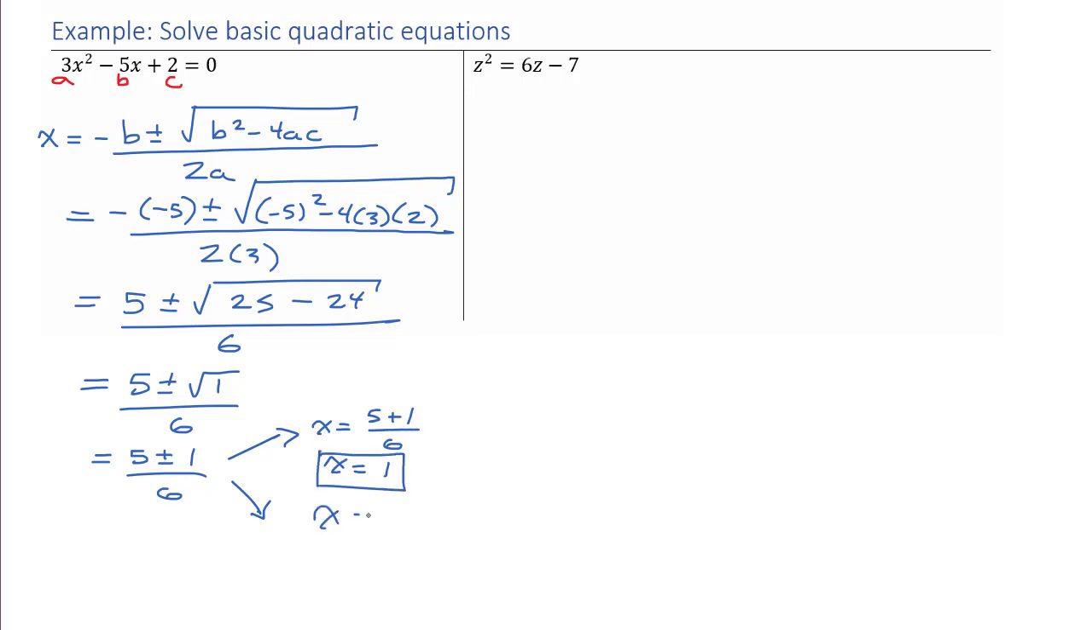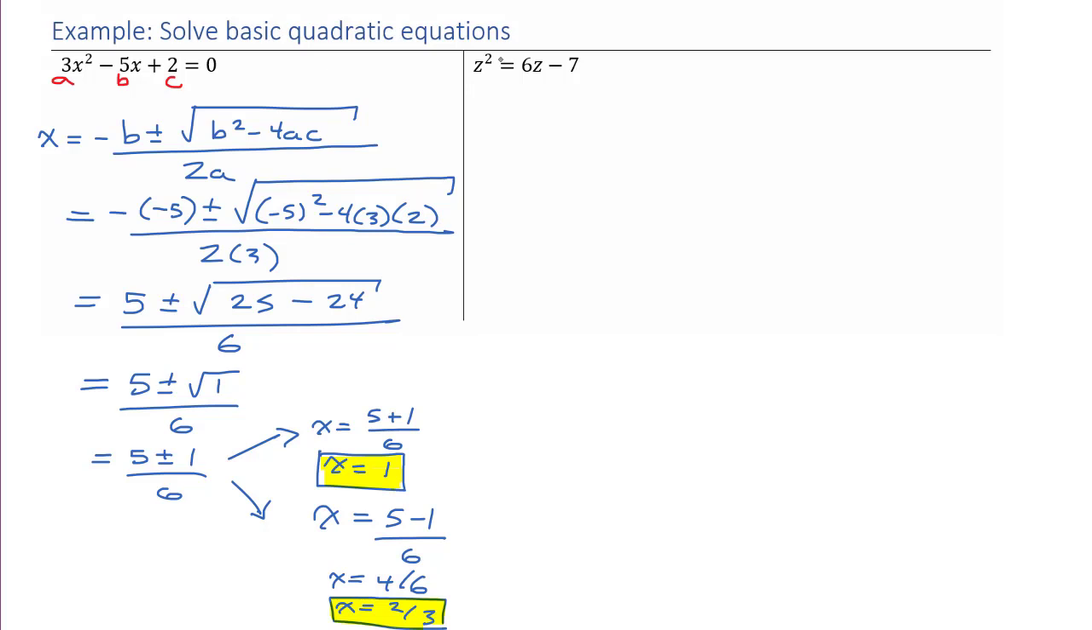Or x could equal 5 minus 1 divided by 6. So in this case, we're going to get 4 over 6, which means it could be a fraction. x could be equal to 2 over 3. All right, so there's our 2 possible solutions. We ended up with 2 in this case. Tomorrow's lesson will deal with more talking about when we get no solutions or one solution. Hopefully most of today's ones you get 2 solutions for.